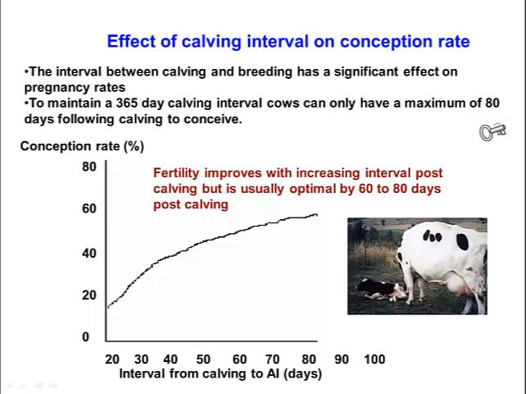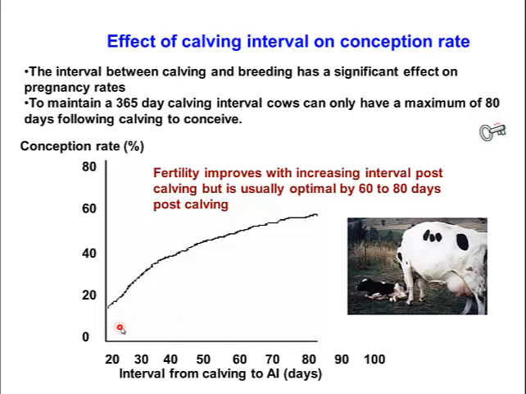What we do find is the longer cows have been calved, the more fertile they are. Usually pregnancy rates are quite low, less than 30 days. Based on the data that I've collected, pregnancy rates at about 30 days are in the order of approximately 10%, pretty low.